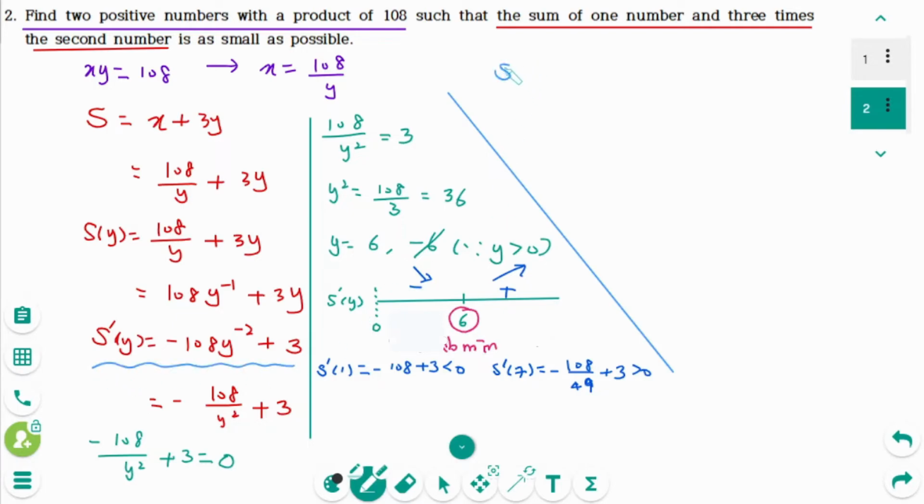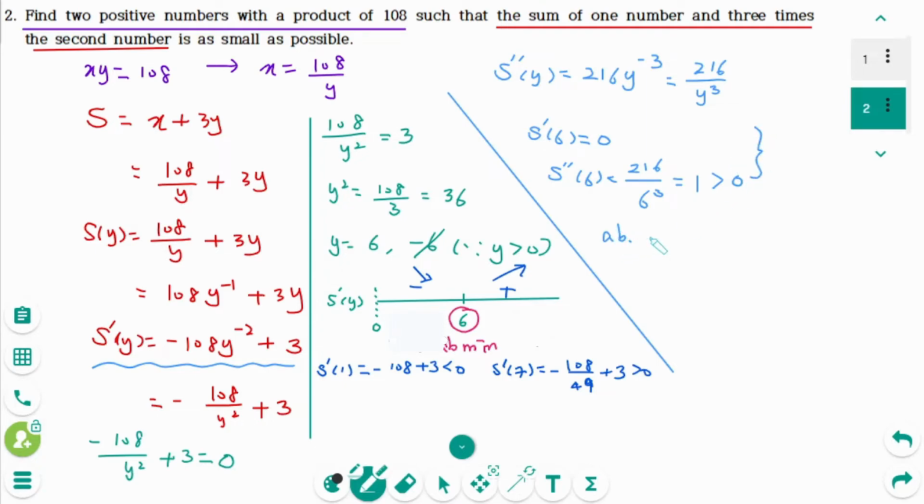From here, s second prime of y equals 216y to the power of minus 3, which is 216 over y cubed. Then s prime of 6 equals 0. S second prime of 6 equals 216 divided by 6 cubed equals 1, which is greater than 0. That means there is an absolute minimum at y equals 6. When y equals 6, x equals 108 over 6, which is 18. Then the two numbers are 6 and 18.